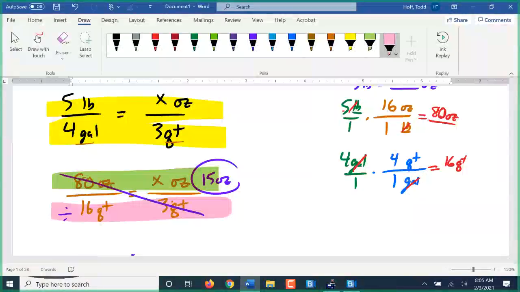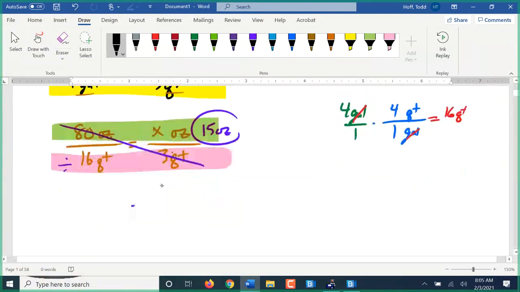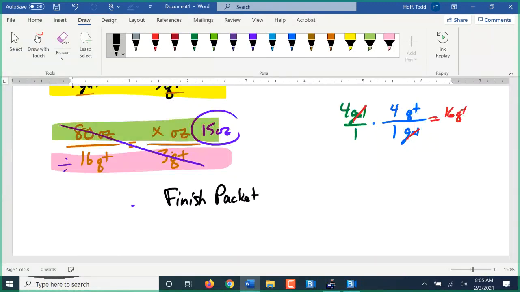That should be all the information you need to finish this packet. I realize we've been working on it for like 2 weeks now, so it will probably be a relief to get it over with.